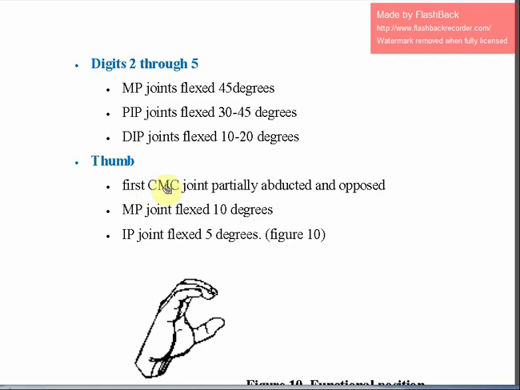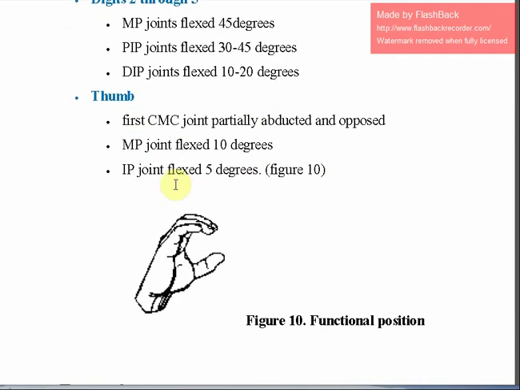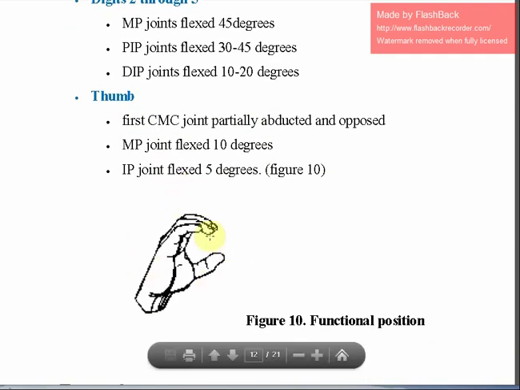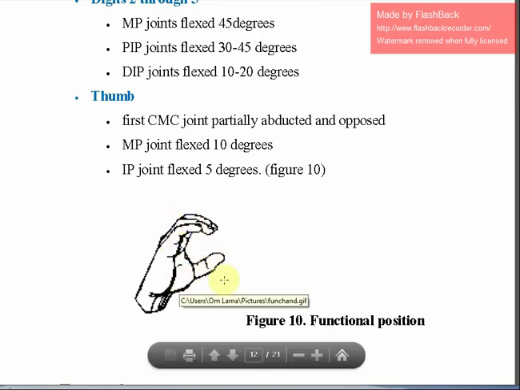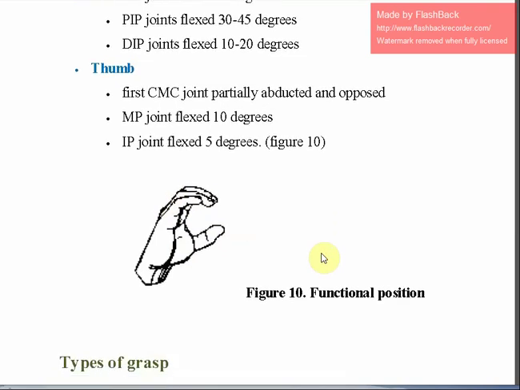Thumb, the first carpometacarpal joint partially abducted and opposed. Metacarpophalangeal joint of the thumb is flexed at 10 degrees, and the interphalangeal joint of the thumb is flexed at 5 degrees, which will give this kind of position, which is called the functional position of the hand. So in this functional position, maximum actions are derived or accomplished, and that is why it is named the functional position of the hand.